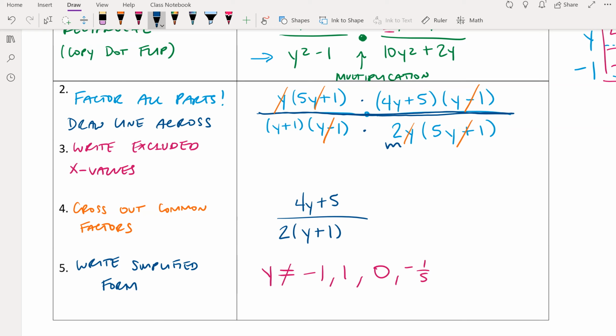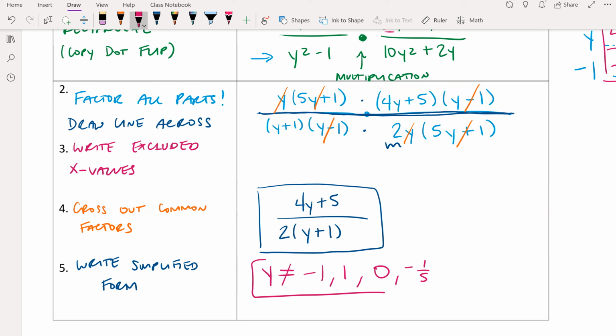Sweet. And our final answer is both the excluded values and the simplified form. So this and my excluded values, that is my final answer.